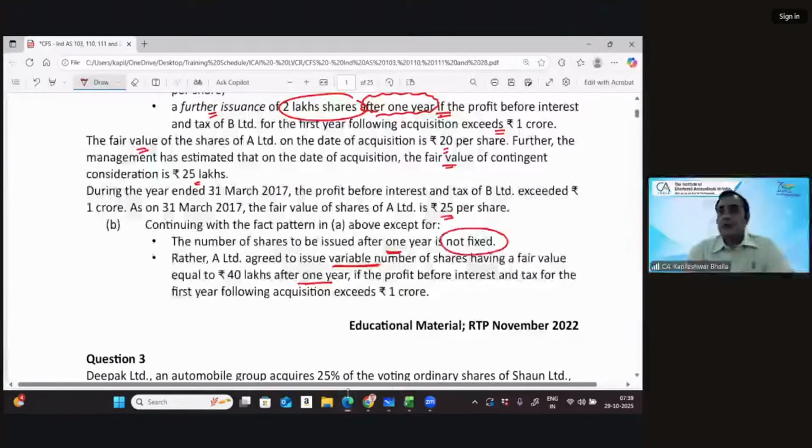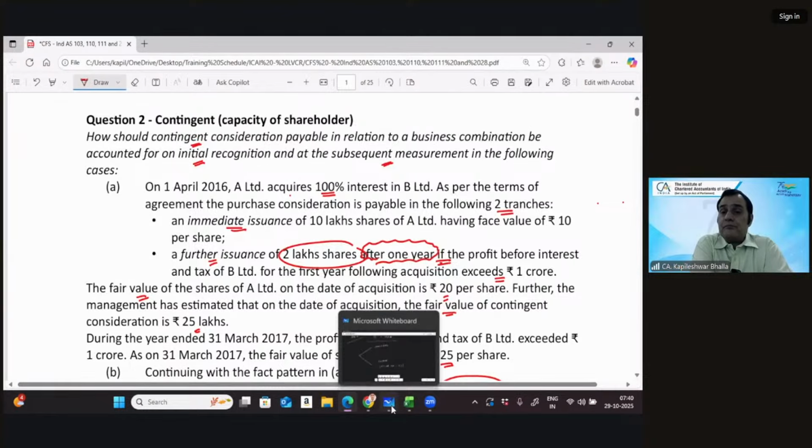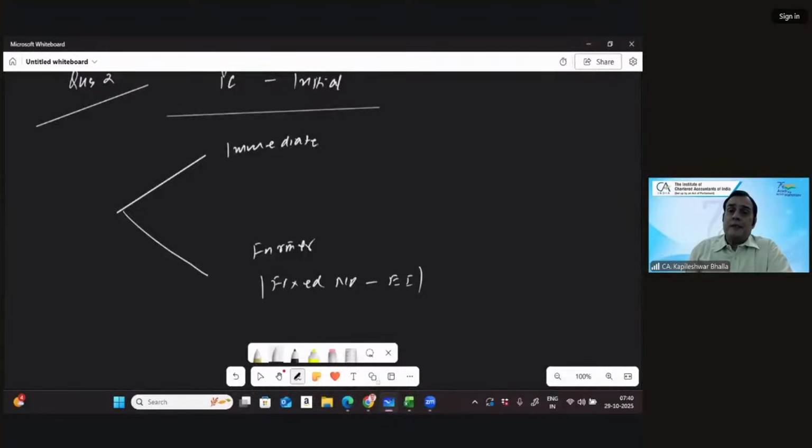Now let's go back to the question and see what is the value of the shares initially issued. It says that as a part of the consideration, there is an immediate issue of 10 lakh shares, and the fair value of the share is 20 rupees per share. So we are issuing a total of 10 lakh shares and the fair value is 20 rupees per share. So this works out to a total of 200 lakhs.